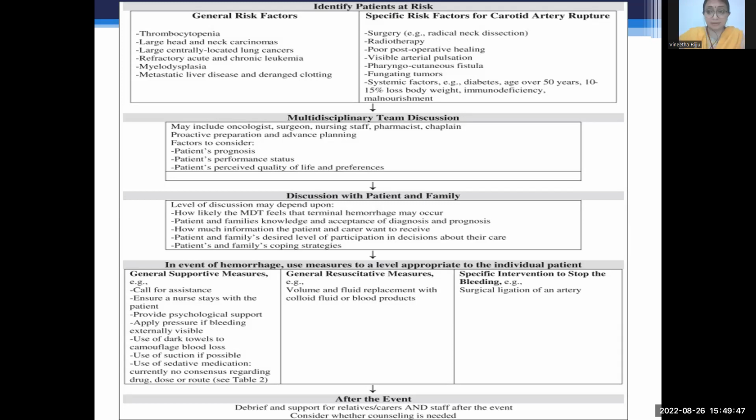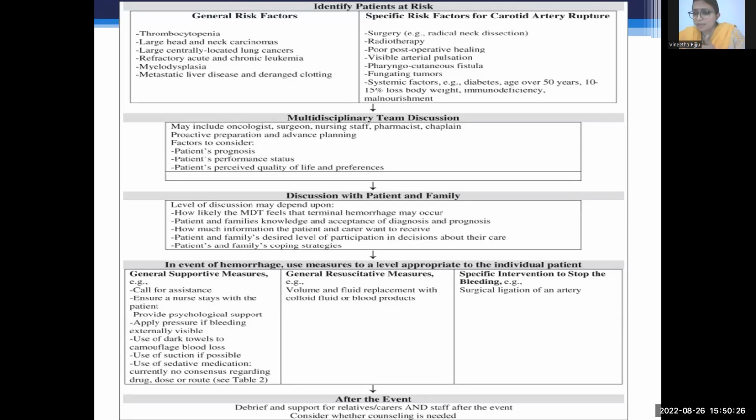What should be done in case the patient is showing his last signs? So factors to consider: patient prognosis, patient performance status, and perceived quality of life and preferences at this hour when the decisions are being made. And accordingly, you discuss with the patient and the family. So the level of discussion depends on how likely the MDT feels that terminal hemorrhage may occur. And also the patient and family's knowledge and acceptance of the diagnosis and prognosis.